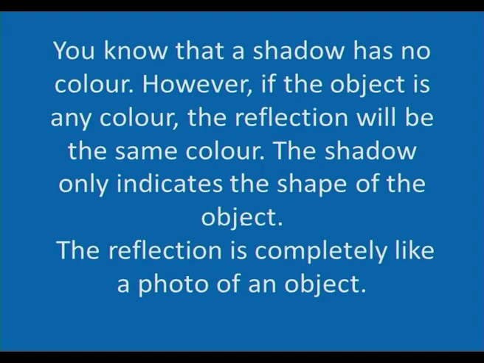We know that a shadow has no color. However, if the object is of any color, the reflection will be of the same color. The shadow only indicates the shape of objects, while the reflection is completely like a photo of an object.